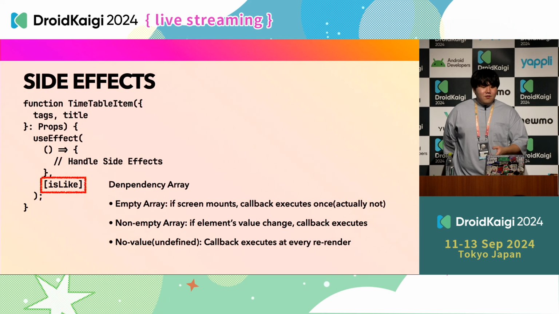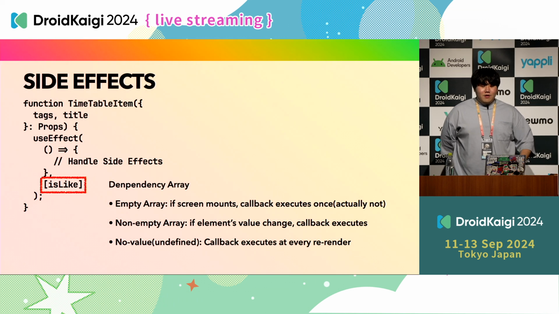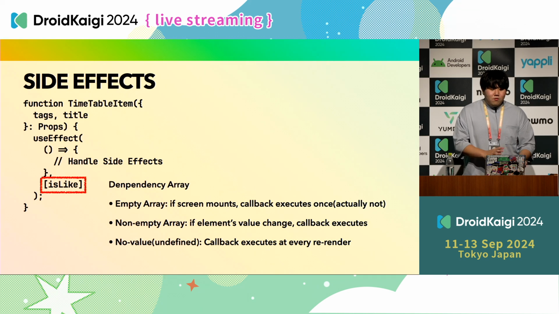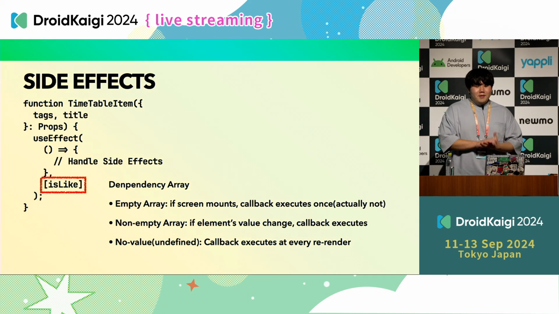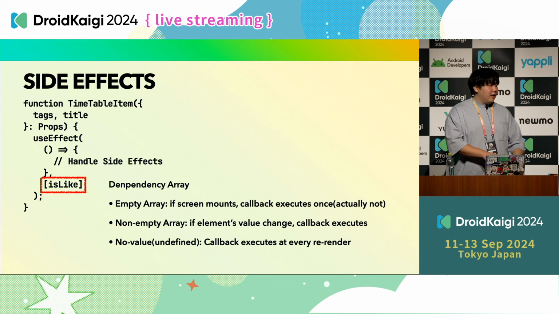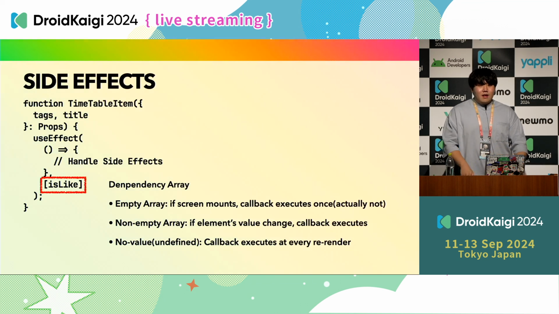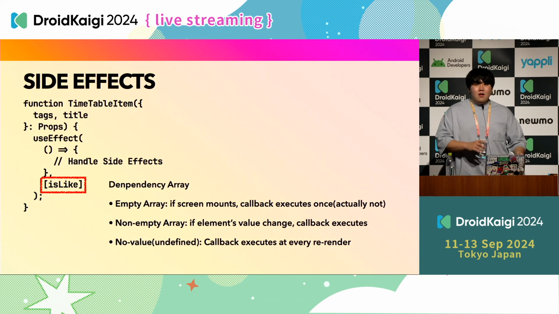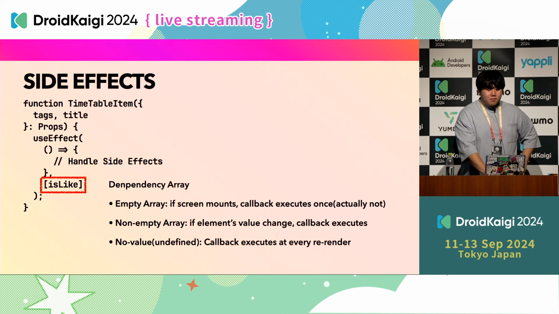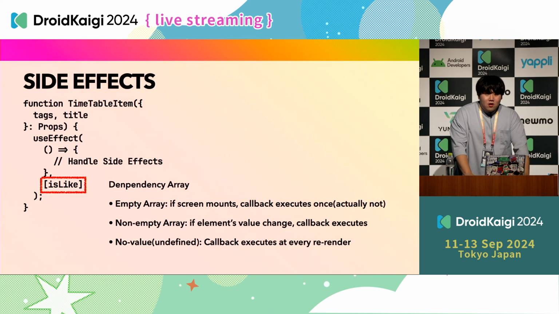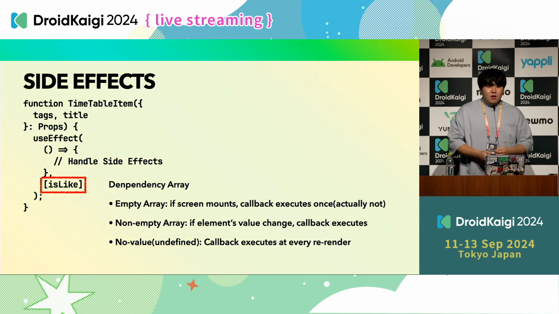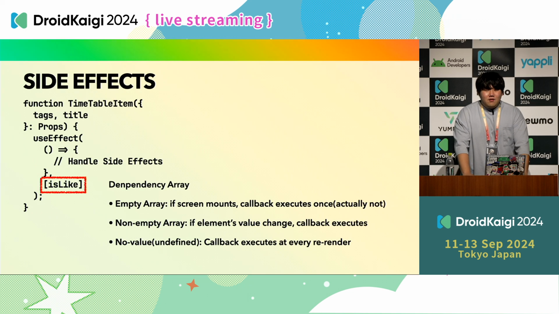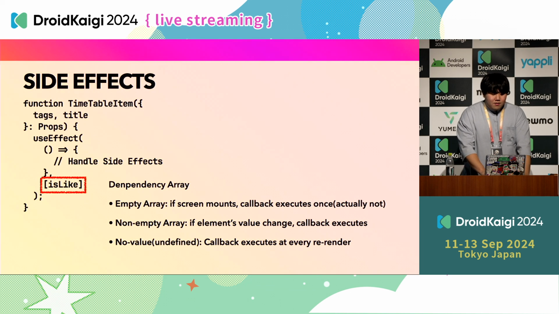Second, if the array contains values, the callback function will run whenever one of those values changes. Typically, state values are included in the dependency array. This means that every time the state changes, the side effect is triggered. Finally, if no array is provided, the callback function will run on every re-render. Since this behavior is generally inefficient, it's usually reserved for specific use cases.